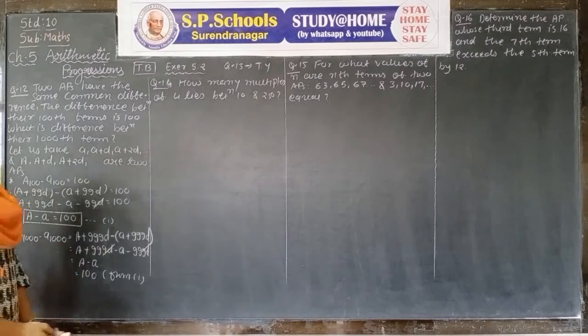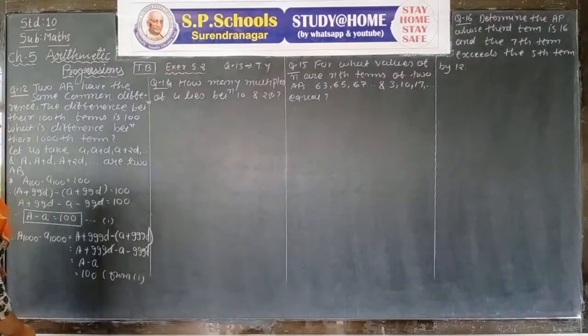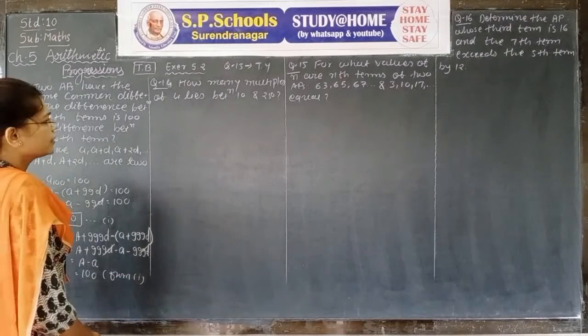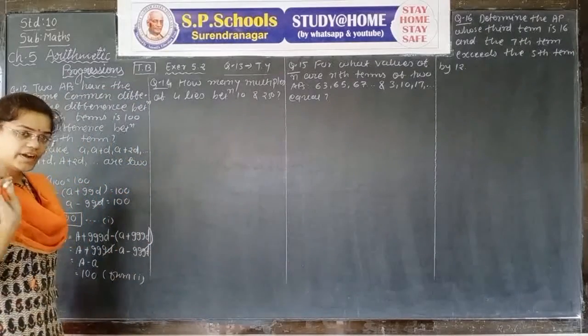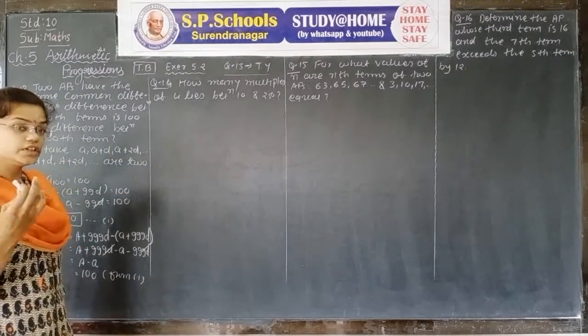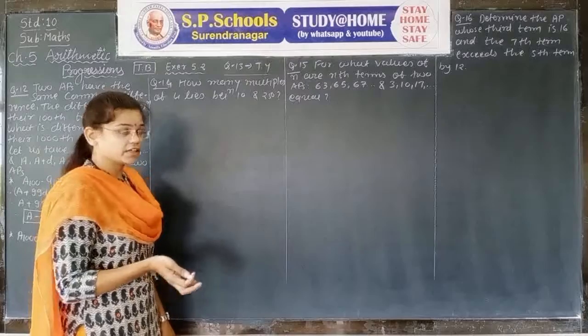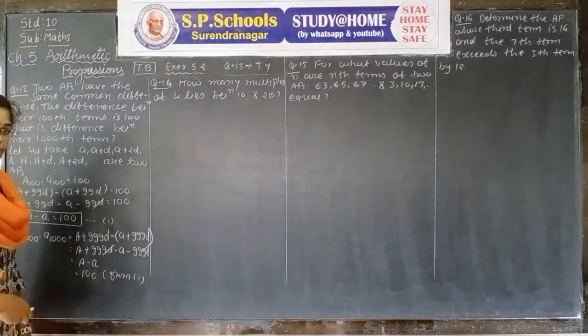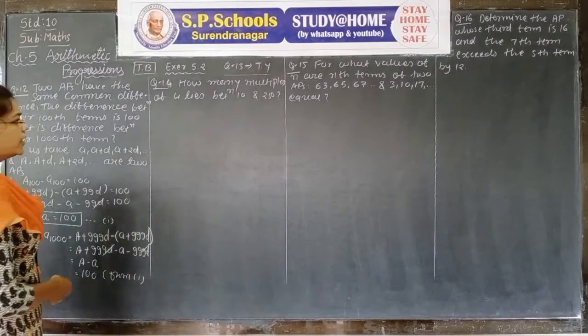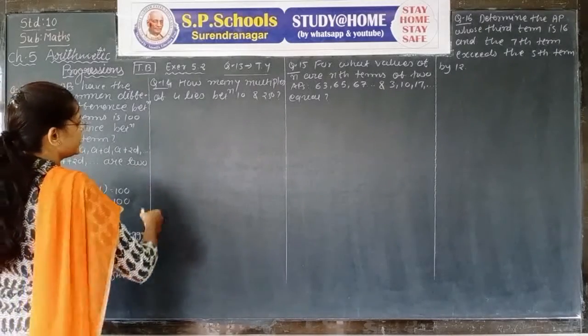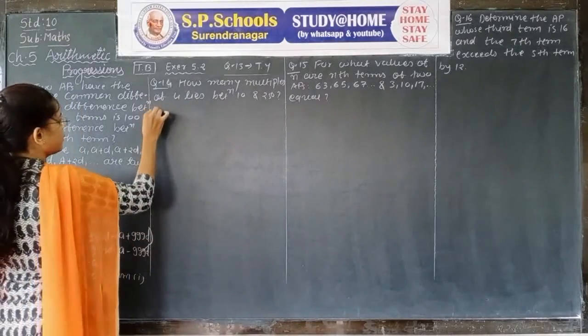Let us see the 14th number. How many multiples of 4 lie between 10 and 250? The 13th number is same as our example, the two-digit numbers which are divisible by 3. It is same as question number 13. 14th number: how many multiples of 4 lie between 10 and 250?